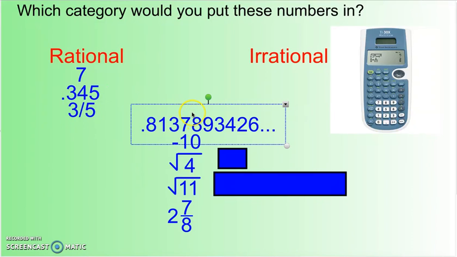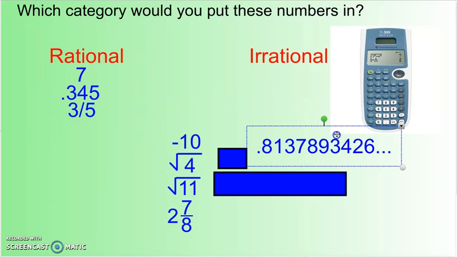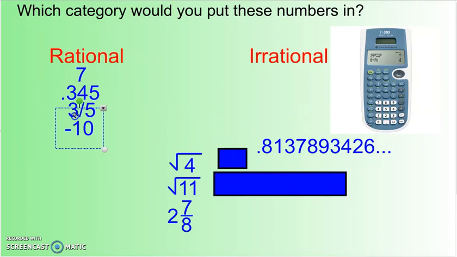How about 0.813789, etc., etc., etc.? Yes, it is irrational. There's no pattern. -10. Which category? Yes, it's an integer, and it's in the rational category. How about the square root of 4? Now, if you put it in the calculator, this is what you get. 2. Which category would that fall under? Yes, it's a rational number.